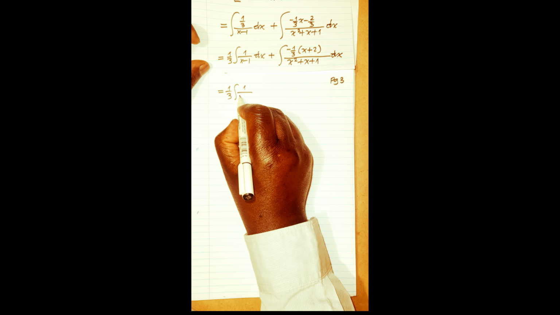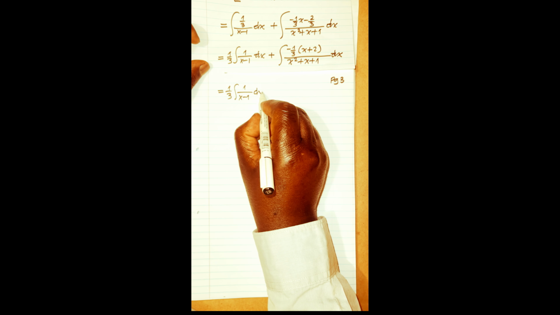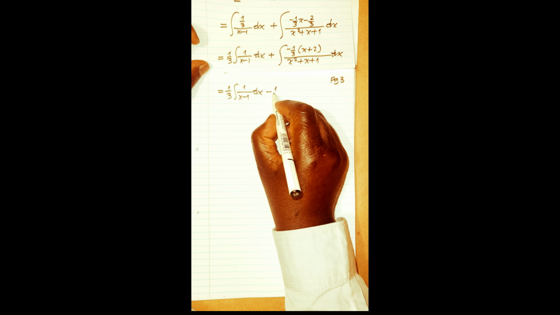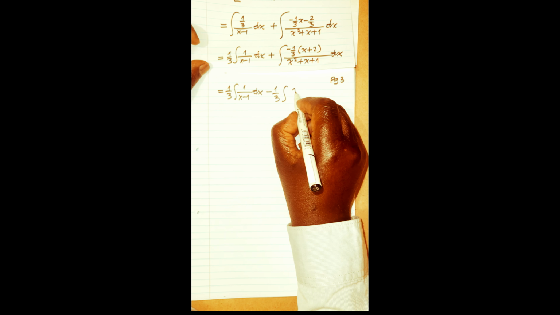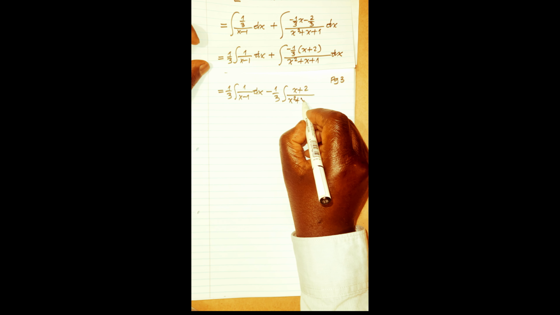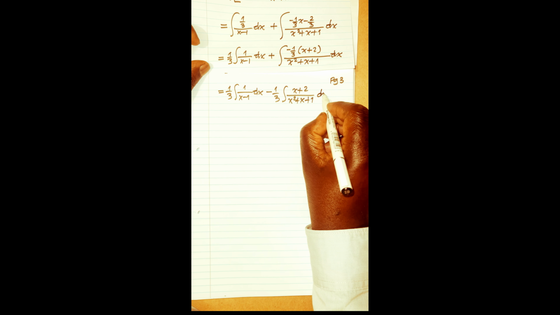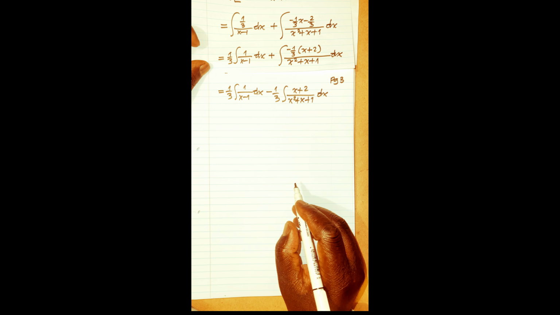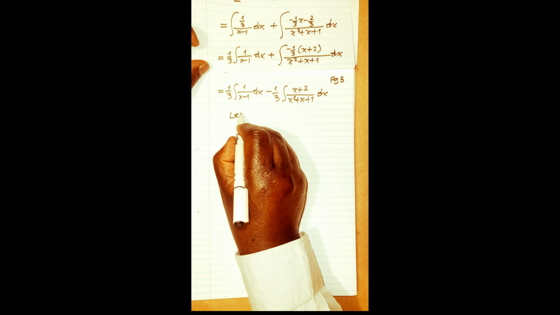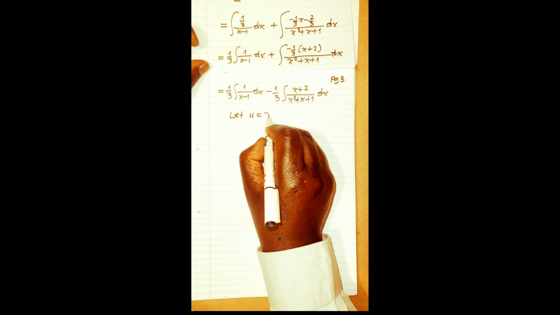1 over x minus 1 dx. But this part now I'm going to take 1/3 out. It will change that to minus 1 over 3 integral of x plus 2 all over x squared plus x plus 1 dx. Now, fantastic. So now, this part here, I can work on this. I'll say, let u be equal to x minus 1.